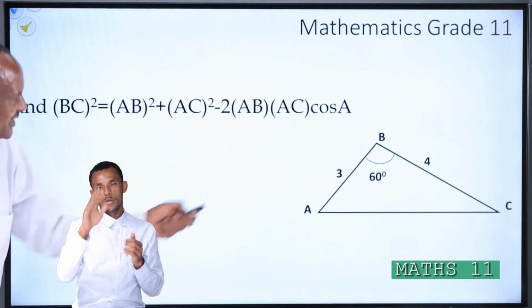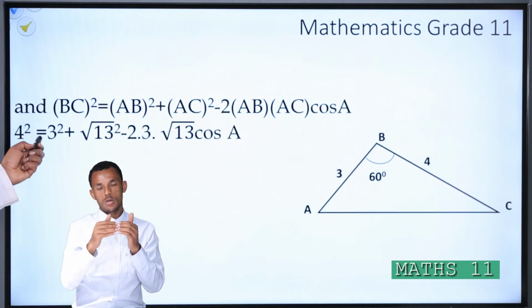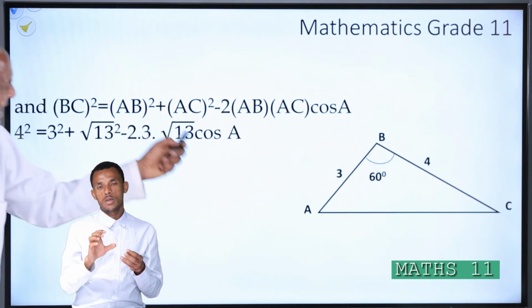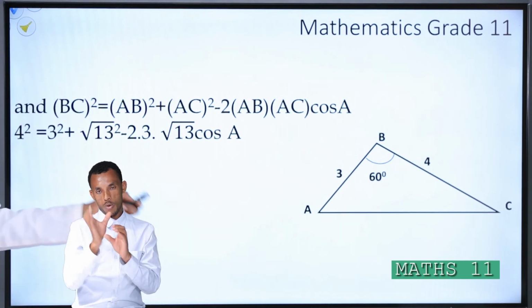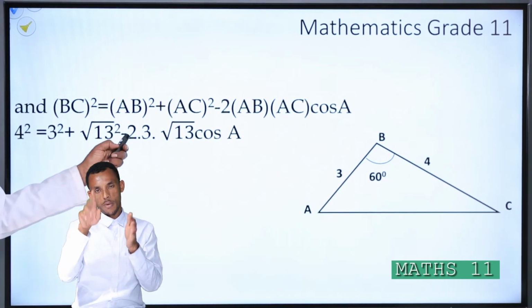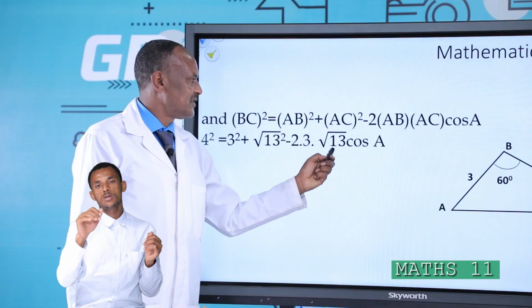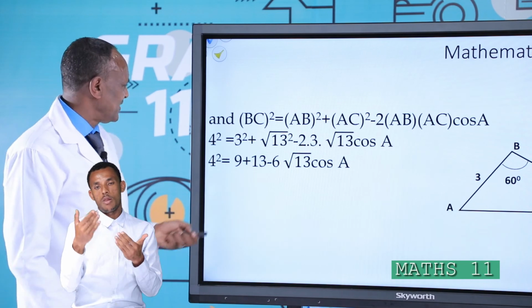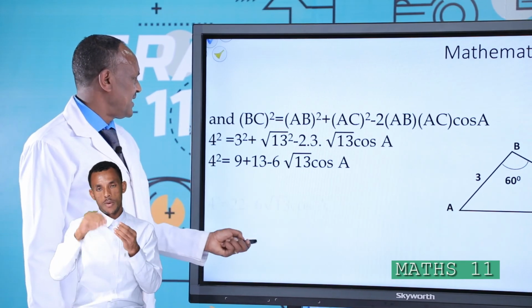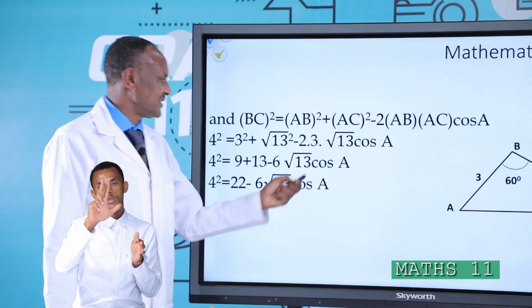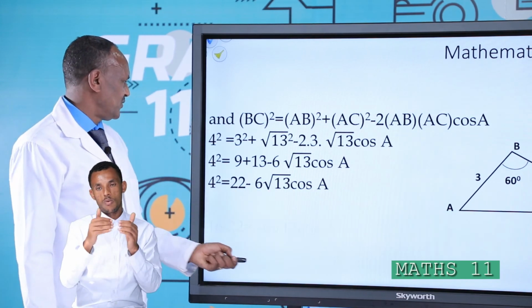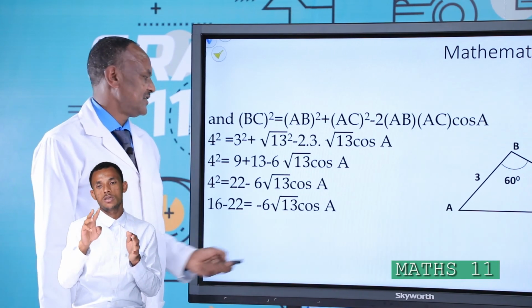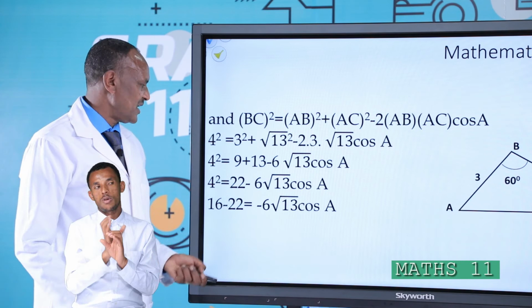BC is equal to 4, so 4 squared is equal to AB, which was given to be 3, squared, plus AC, which you calculated as root 13, squared, minus 2 times 3 multiplied by the square root of 13 times cosine of A. We are applying the cosine law. When this is simplified, 4 squared is equal to 9 plus 13 minus 6 root 13 cosine of A. You have 16 minus 22, which is equal to negative 6, equal to negative 6 root 13 cosine of A. This is a matter of calculation.